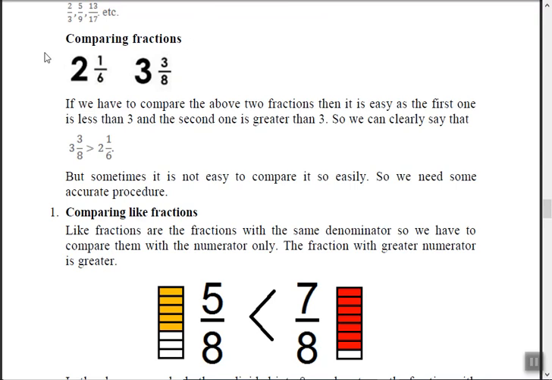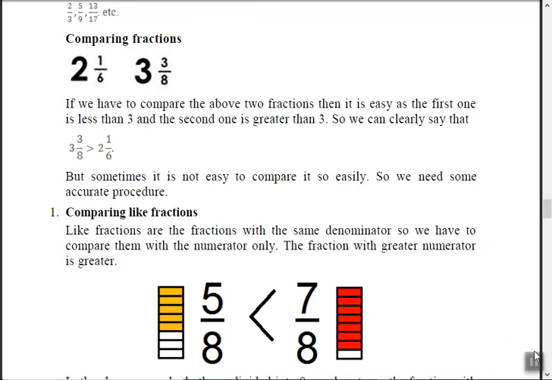Next is comparing fractions. There are 3-4 ways. If it's a mixed fraction, then check the whole number. Here 2 is a whole number and here 3 is a whole number, so definitely 3 is greater than 2. Then why look at 1 upon 6 and 3 upon 8? Don't look at them. If the whole number is greater, mark that as the bigger fraction. That's it.